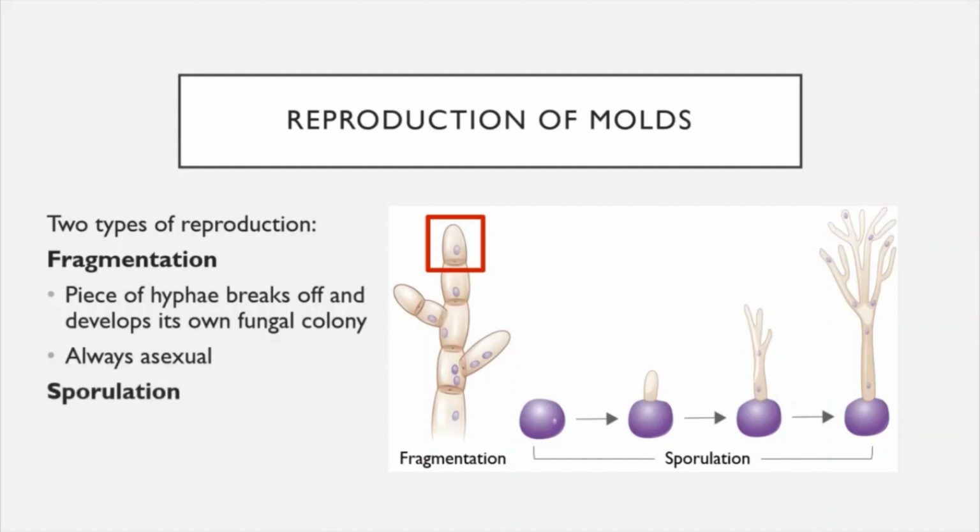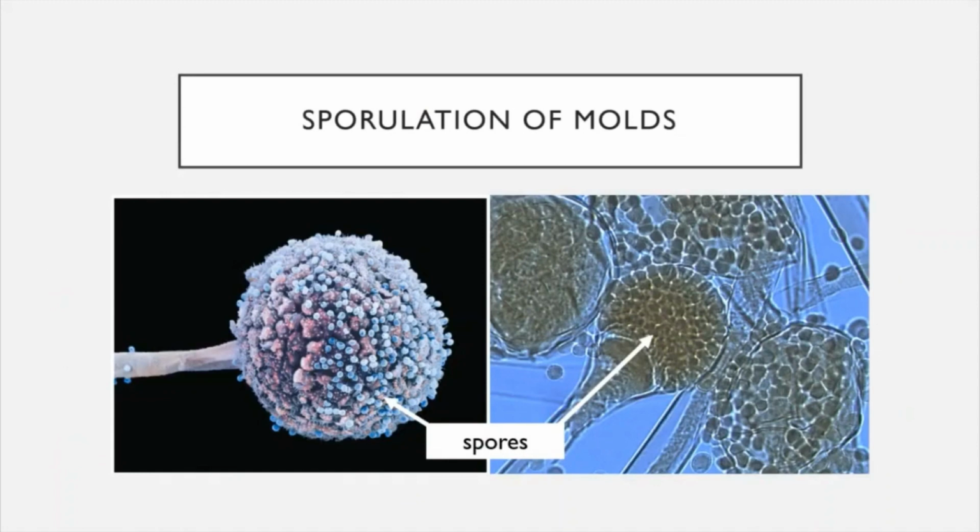Next, we can have sporulation, and this is where spores form on aerial hyphae. And this can be either asexual or sexual. Here is an image of that aerial hyphae under the microscope, and we have the formation of spores within it.